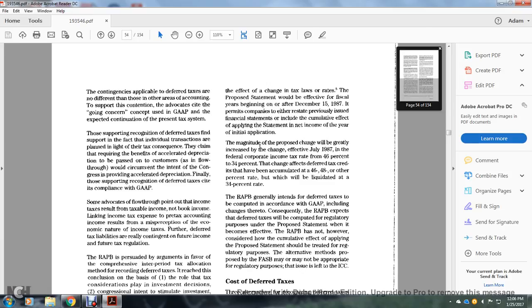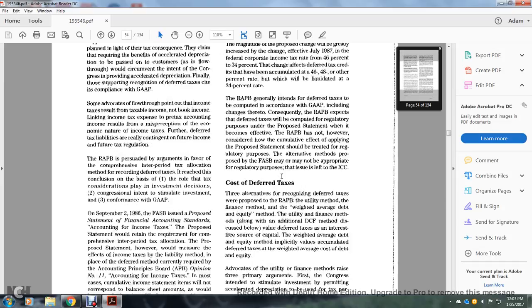The magnitude of the proposed change would be greatly increased with the change effective July 1987 in the federal corporate income tax rate from 46 to 34%. The change affects the deferred tax credit that has been accumulated at the 46, 48 or other percent rate, but will be liquidated at 34%.